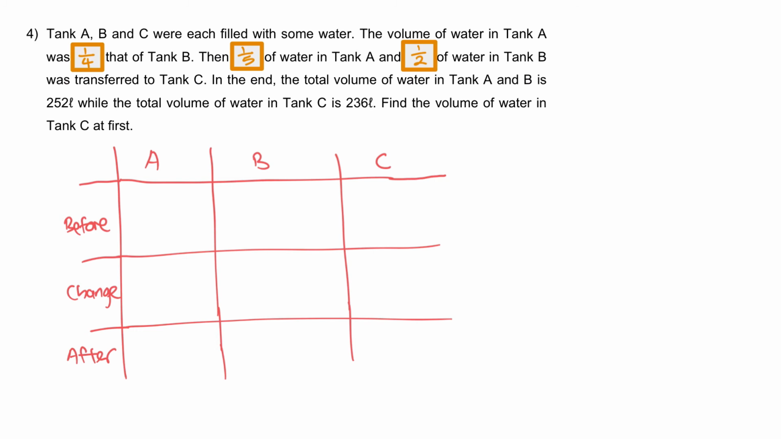Like I said at the beginning, for A it's 1 unit, and for B it's going to be 4 units. This is the ratio. After that, 1/5 of the water in tank A. This is 1 unit. To get 1/5, it will be 0.2 units, isn't it?